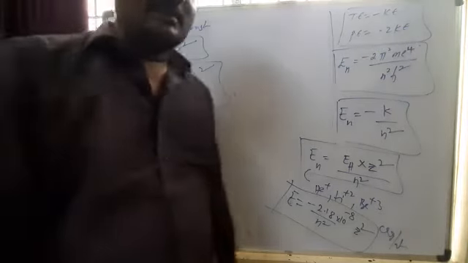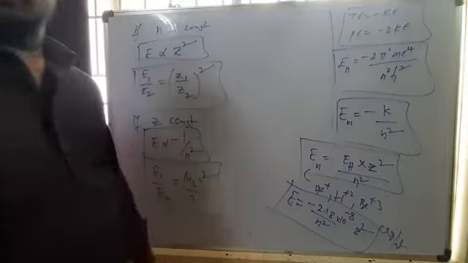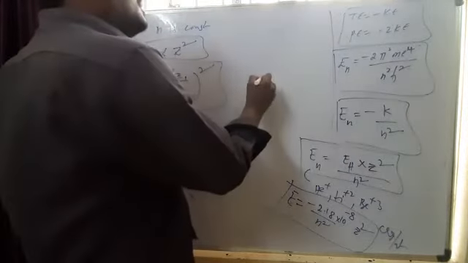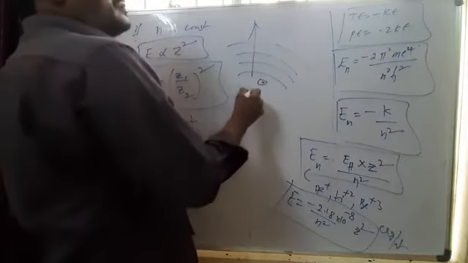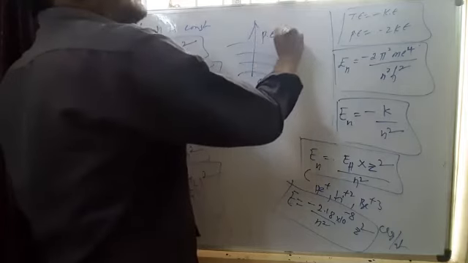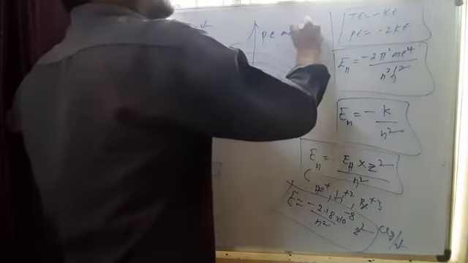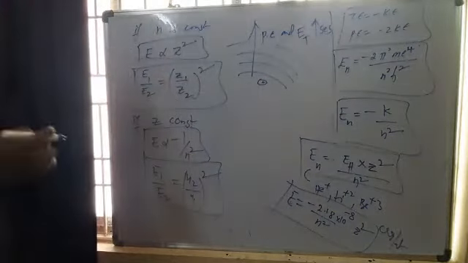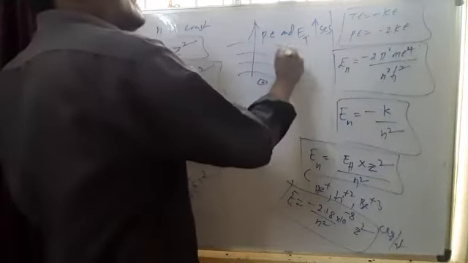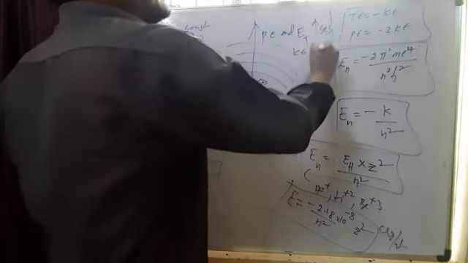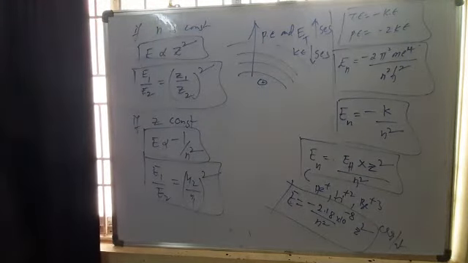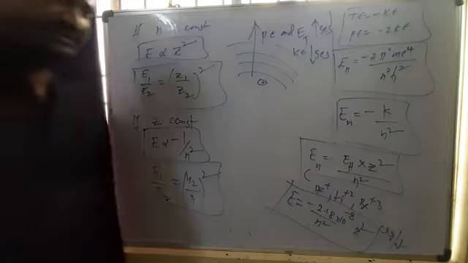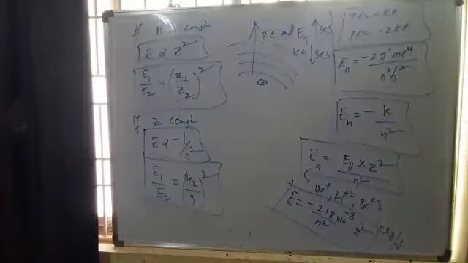As the electron goes away from the nucleus, the potential energy and total energy increase, whereas the kinetic energy decreases.